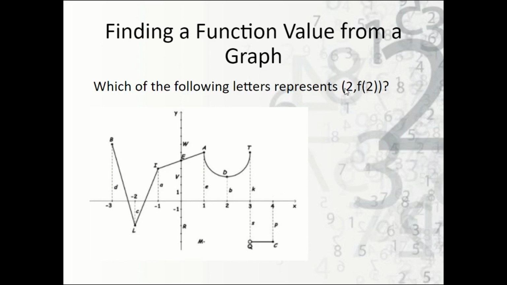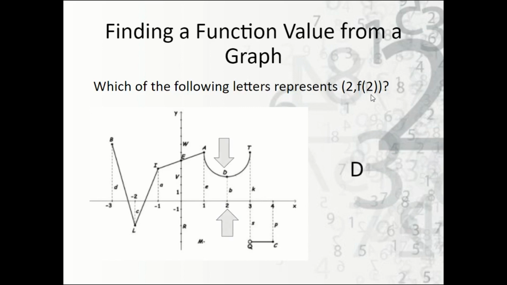Now, if it actually gives us the value, so f of 2, here we would say f of 2 is right here, where x is actually 2. That means we're going to select the actual point on the graph, which in this case is D.